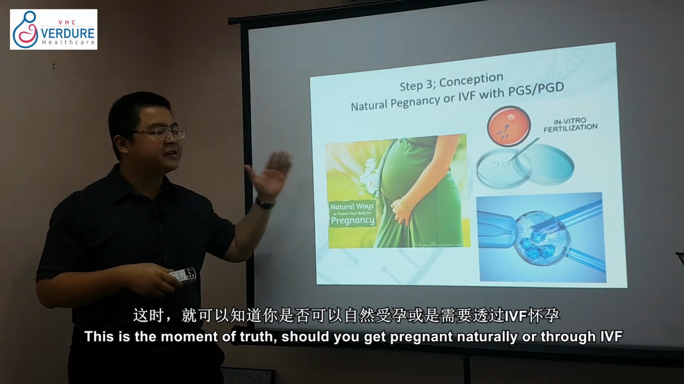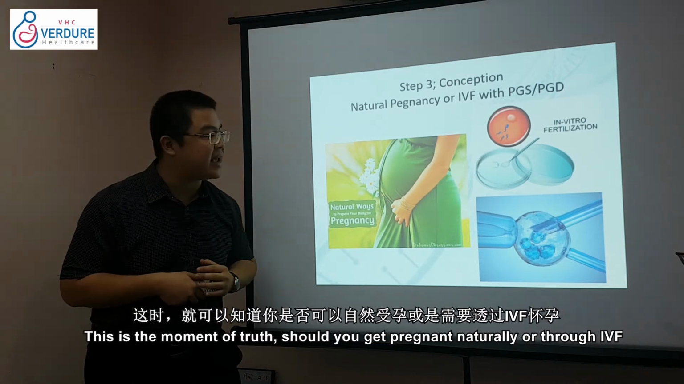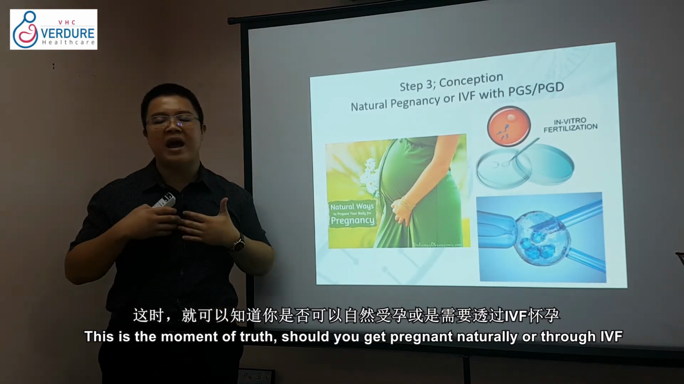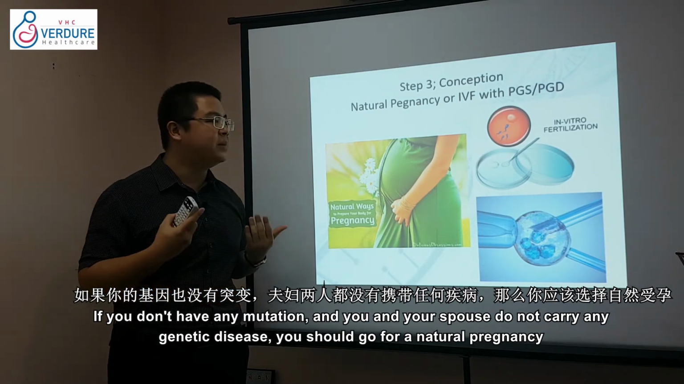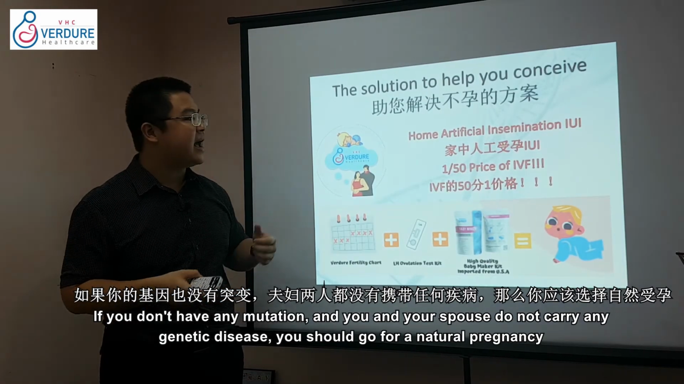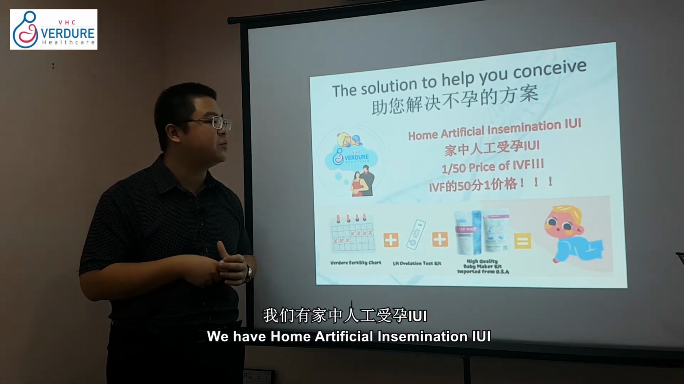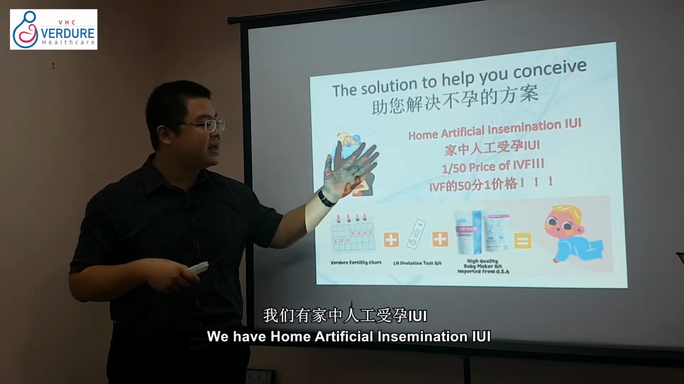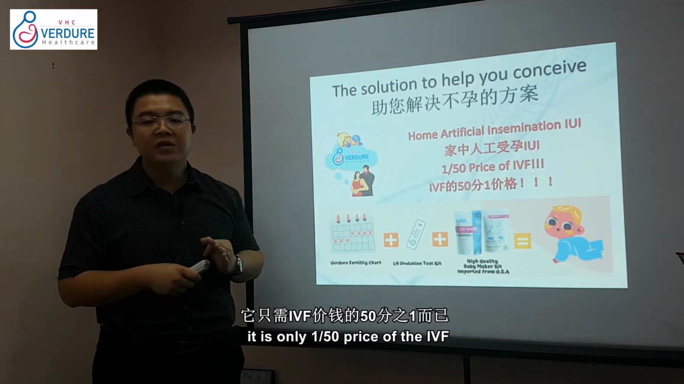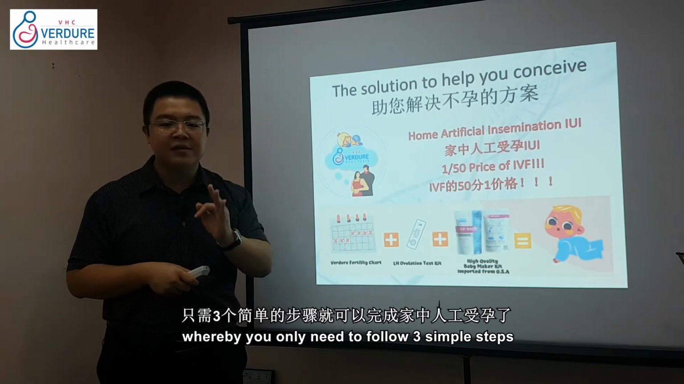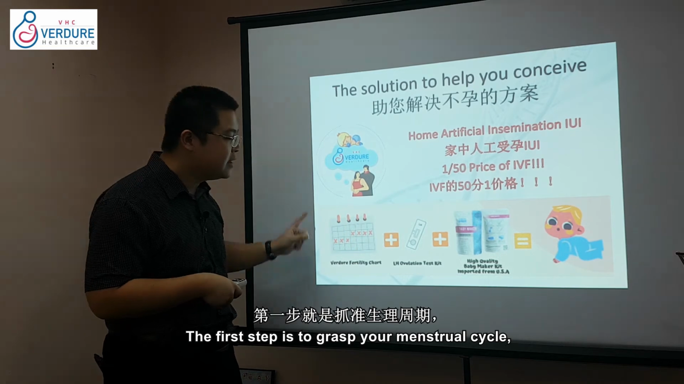And okay, here's the moment of truth, third step: conception, natural pregnancy or IVF. So if you're not carrying any mutations at all, then by all means you can get pregnant naturally. And we have something called home artificial insemination, IUI, okay, that is only one-fiftieth the price of an IVF cycle, whereby all you need to do is just three very simple steps. Number one is to chart your menstrual cycle.